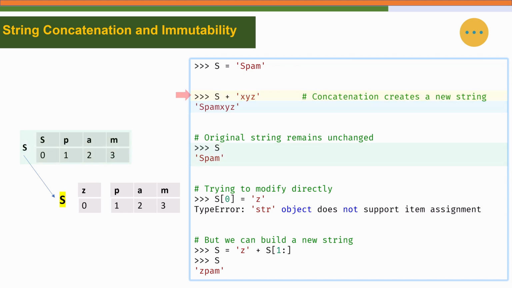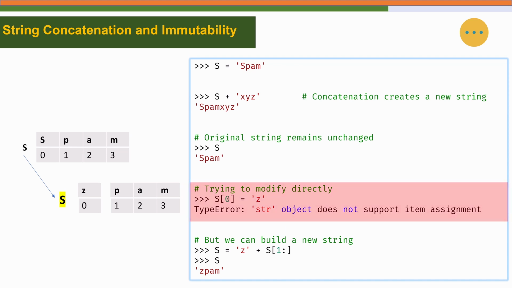If we try to assign directly, s of 0 is equal to z, for example, Python raises a type error and the message clearly says that the string object doesn't support item assignment. That's Python's way of reminding us that string objects are immutable. However, you can build a new string from the parts of the old one, for example, by taking everything except the first letter and prefixing it with the letter z. So this statement does the same.